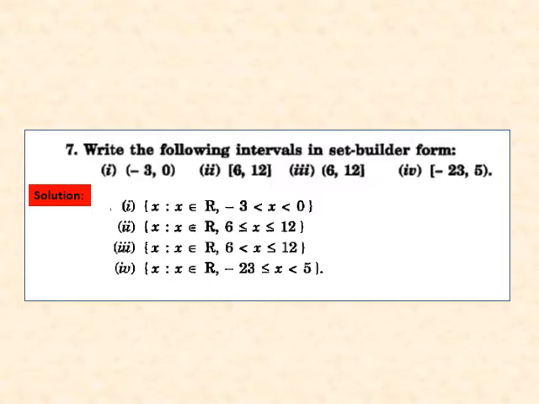Clear? And fourth is closed minus 23, open 5. It means minus 23 is included but 5 is not included. So this will be written as x such that x belongs to R and minus 23 less or equal to x less than 5. Very simple. So pause and note down the solutions.